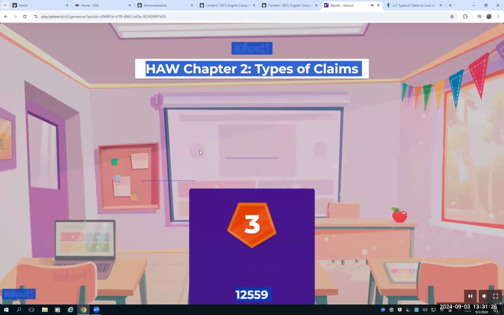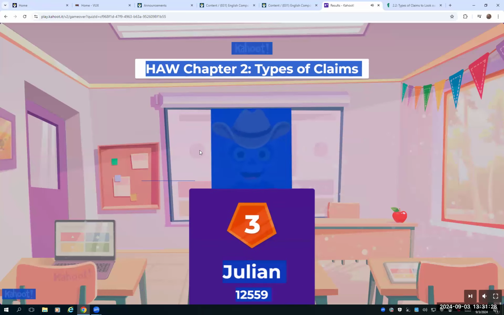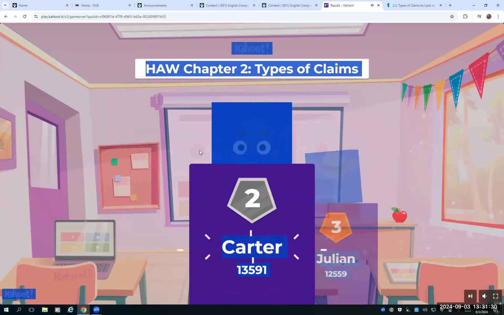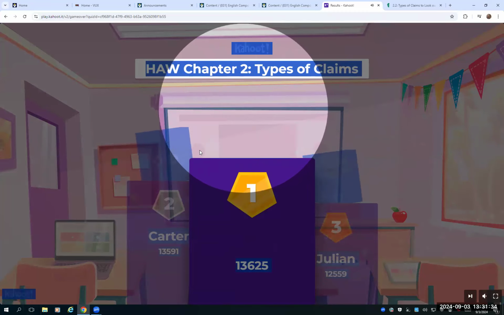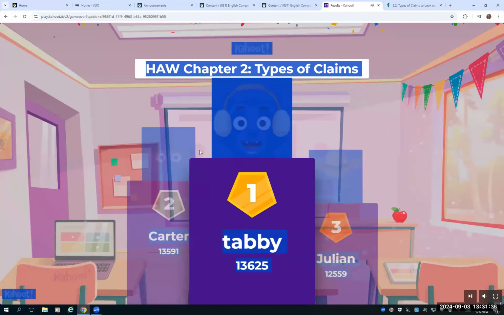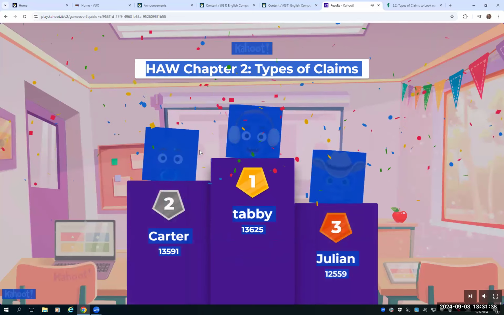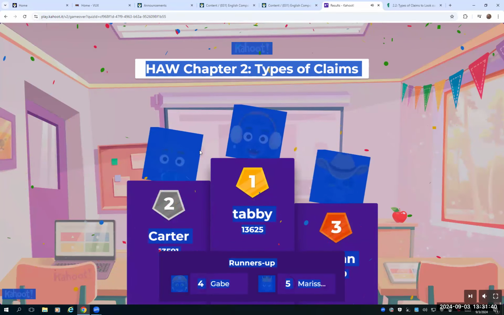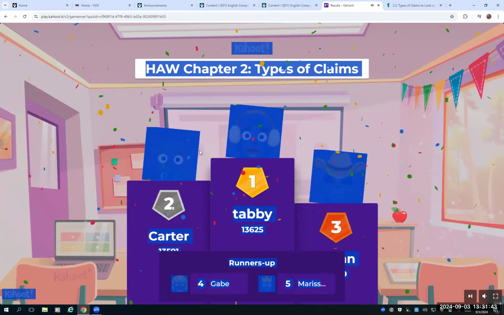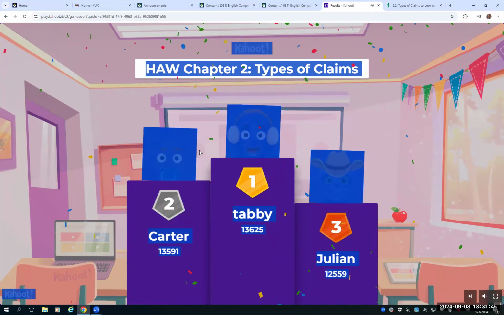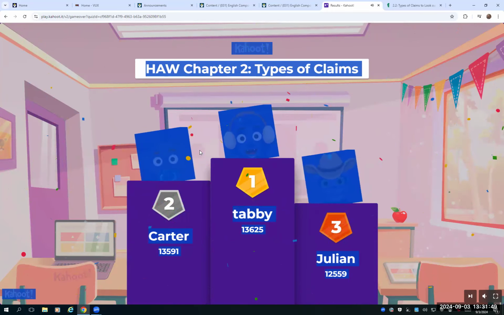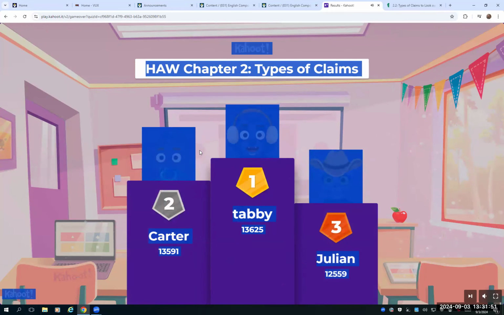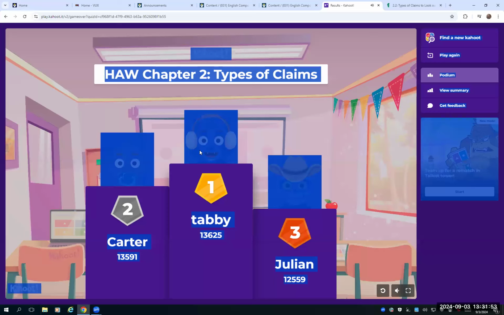Here's our podium. Third place, Julian. Second place, Carter. First place, Tabby. Good job. You can choose a sticker. All right. Good job. Okay.